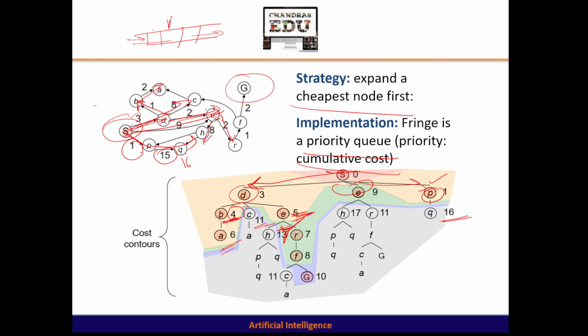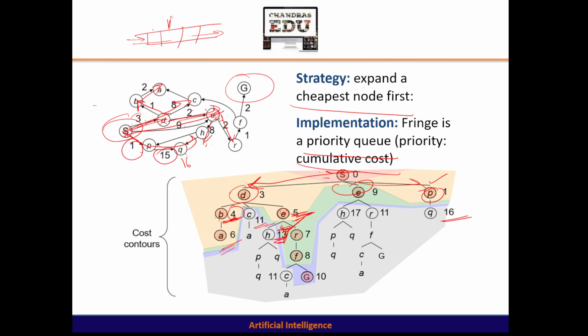So we need to check from S to D, D to E, and E to H. S to D is 3 and D to E is 2, that is 5. E to H is nothing but 8. So that is 3 plus 2 plus 8, which is nothing but 13. So 13 is the path cost to H.